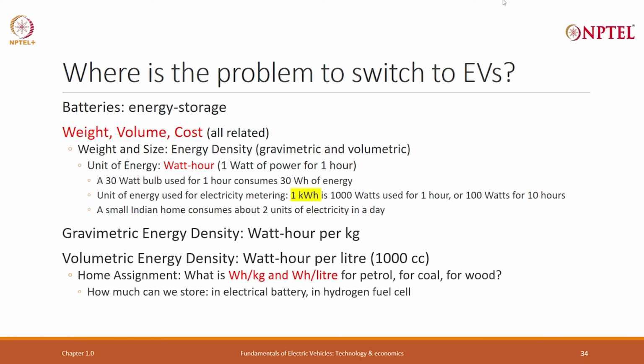So, gravimetric energy density, which is the watt hour per kg. If I have a kg of material, how many watt hours can I get? Volumetric is about liter, watt hour per liter or 1000 cc. Both are very important, because if I want, let us say 10 kilowatt hour, how much will be the volume, how much will be the weight? Weight will add to the vehicle weight, and that much volume of the vehicle will be occupied.